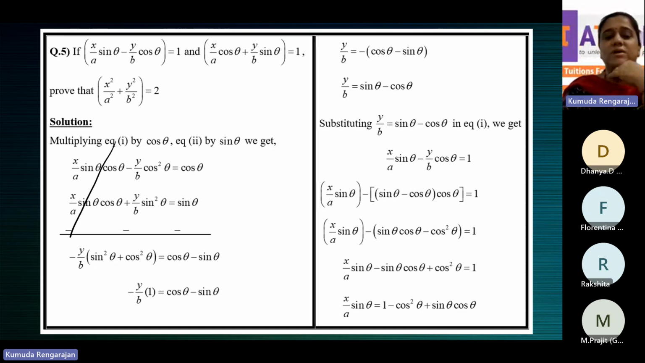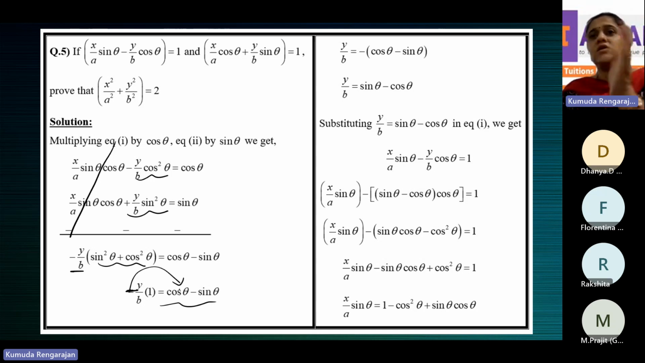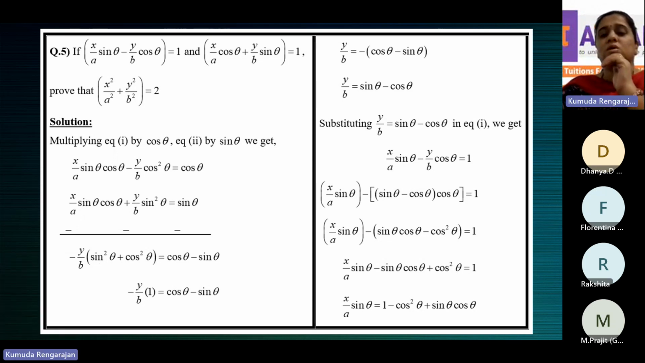Then only you can find y by b, which is why we take out minus y by b common, and you get these terms in the bracket, and cos theta minus sine theta. So like that you find y by b, and be careful with the minus sign. When you take this minus here, it's like you're multiplying both the sides by -1. Okay, so finally we find y by b.